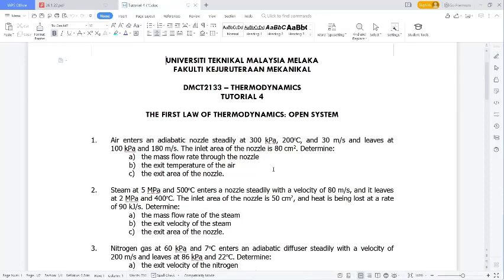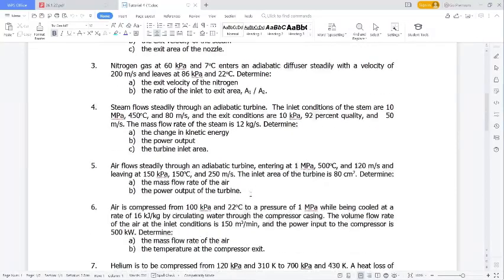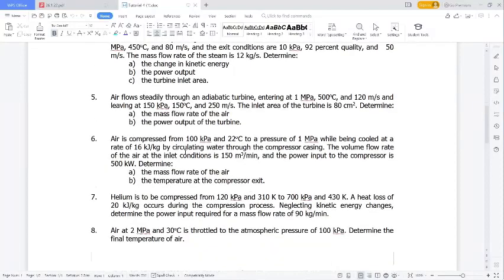Today in this video I'm going to be answering tutorial 4, from my study, the first law of thermodynamics for open systems. Question number 5: Air flows steadily through an adiabatic turbine, entering at 1 MPa, 500 degrees C and 120 meters per second, and leaving at 150 kPa with a reduction in temperature to 150 degrees C and 250 meters per second. The inlet area of the turbine is 18 square centimeters. Determine the mass flow rate of the air.